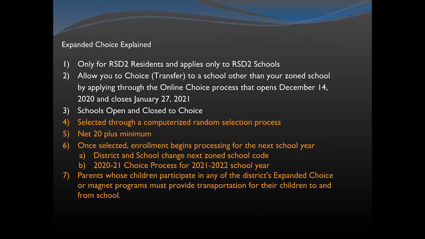For both the Expanded Choice and school-wide choice programs, we use a computerized random selection process to randomly put applicants in an order from 1 to whatever number of students apply. The district uses a net 20 selection. With net 20, each school open for expanded choice and school-wide magnets is allowed 20 transfer slots through the choice process. The 20 slots may increase based on the number of students leaving that school through the choice process.